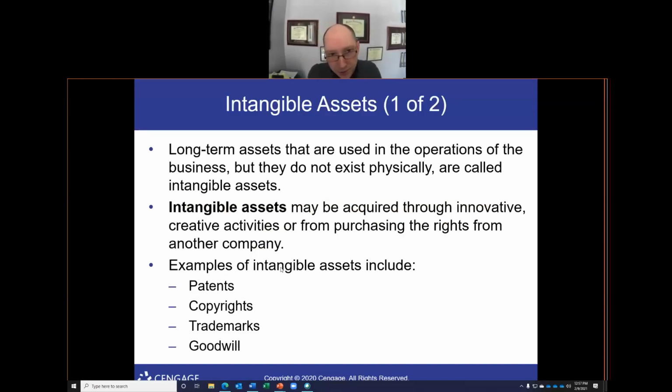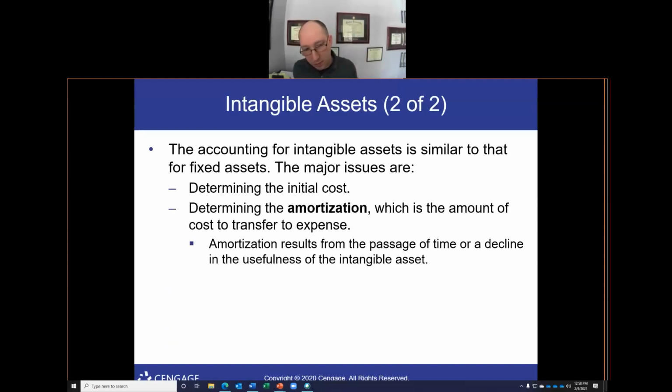Intangible assets, as I said earlier, these are things you cannot touch. Tangible means you could physically touch it. Intangible means I cannot physically touch it. Examples of that would be patents, copyrights, trademarks, goodwill, music, art. Things you cannot physically touch.